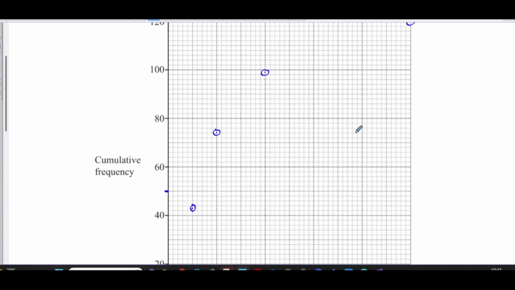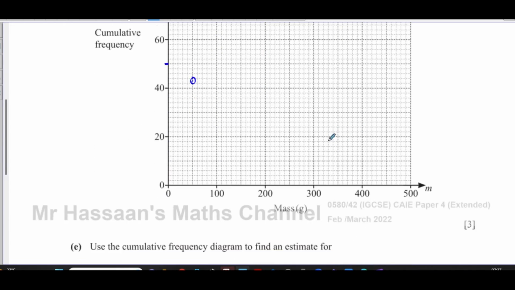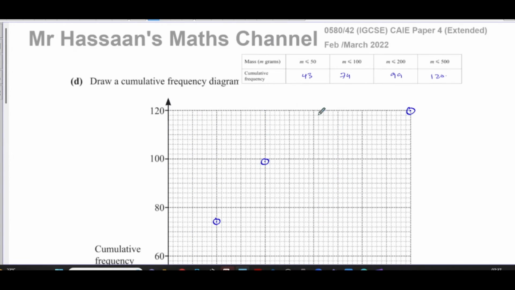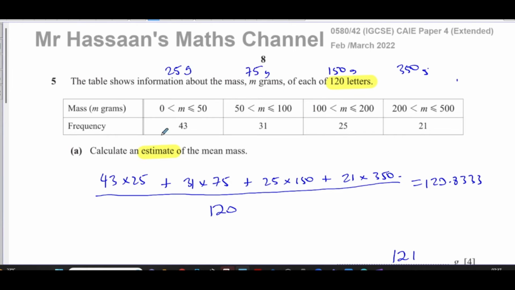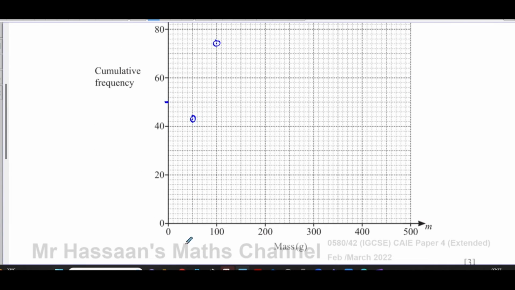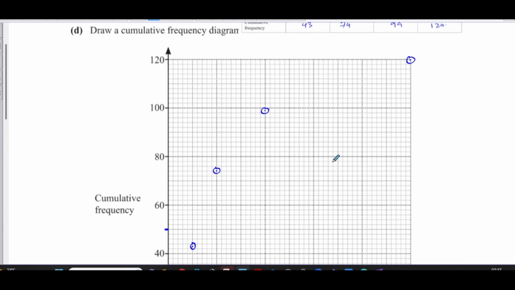So now to join these points together. As in the cumulative frequency table from the beginning, it starts from 0. We could start from 0, but we don't actually need to, though it's fine if we do. So we can start from 0 and we have to draw a smooth curve through these points. I'll start from here and go like this, trying to do the best I can.